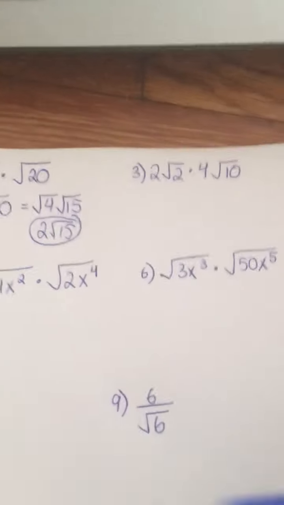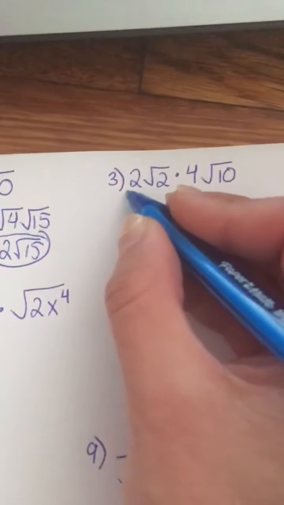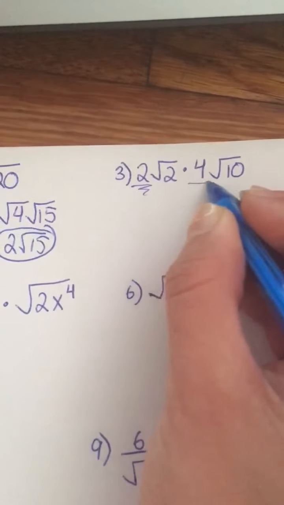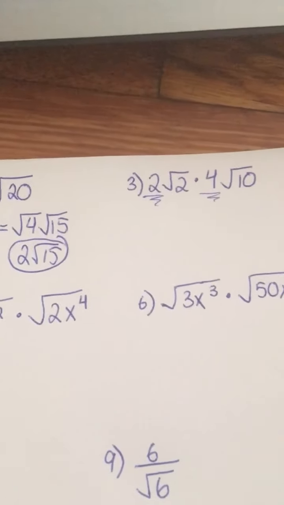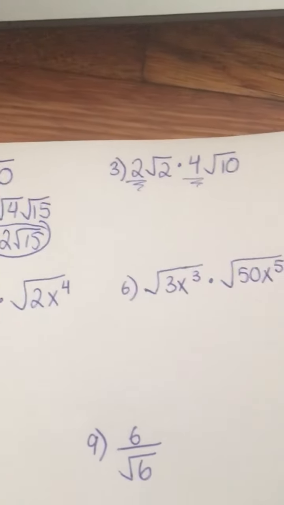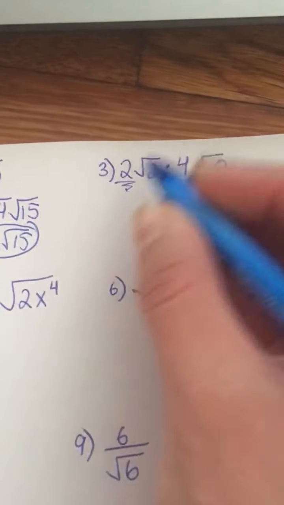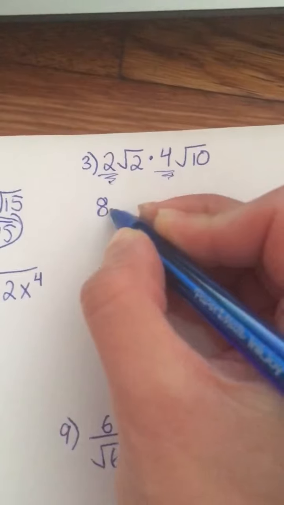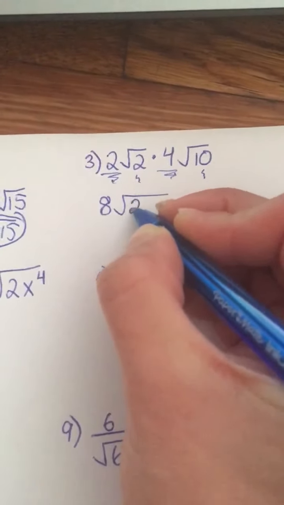Now sometimes you will see coefficients in front of the radicals. This is where you could take those coefficients, multiply them, and keep them on the outside. So outsides can combine and keep on the outside. Insides combine and stay on the inside, and then we simplify. So 2 times 4 outside is 8. Under the radical is 2 times 10, which is 20.